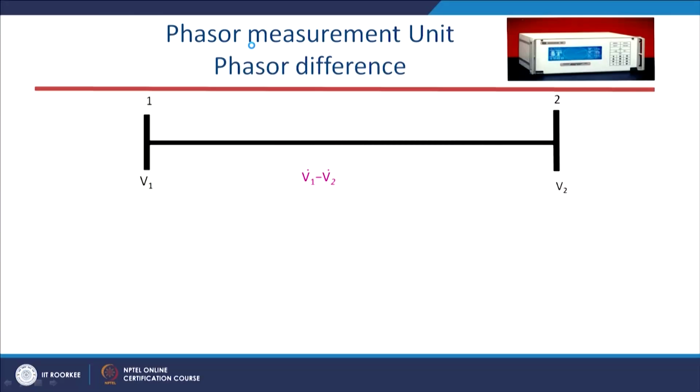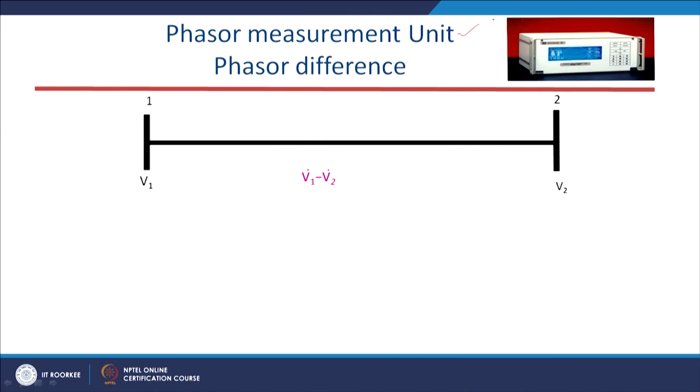I will just come to the very important part of this wide area monitoring system, that is a Phasor Measurement Unit, and in fact this PMU is the heart of our wide area monitoring system. Without this PMU the wide area monitoring system has no meaning. PMU stands for Phasor Measurement Unit, and as the name suggests, it measures the phasor of the voltage and current.